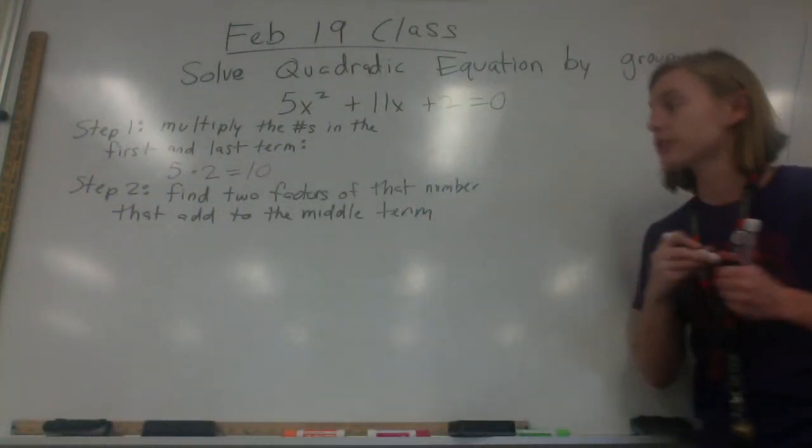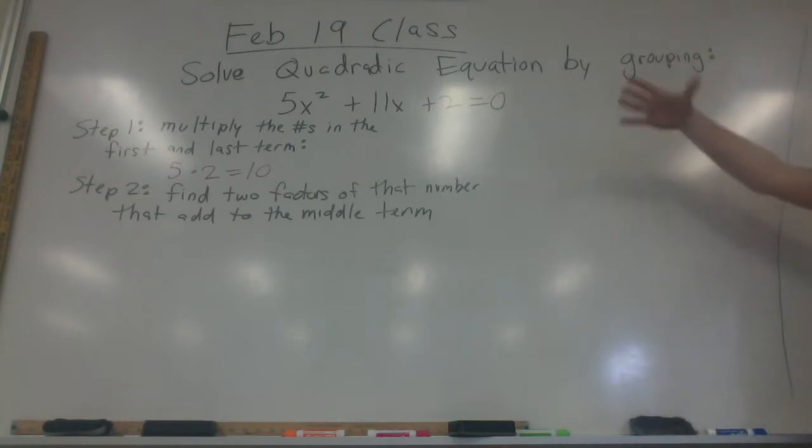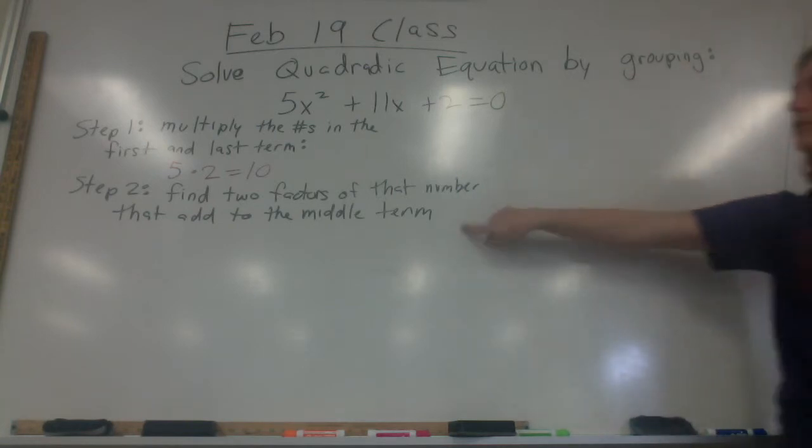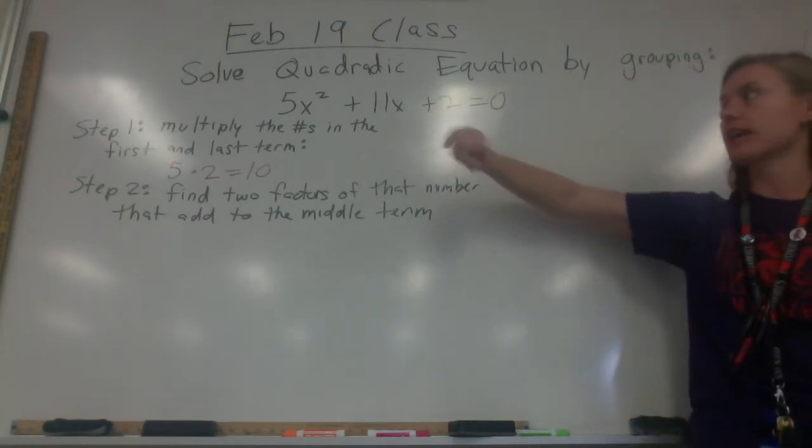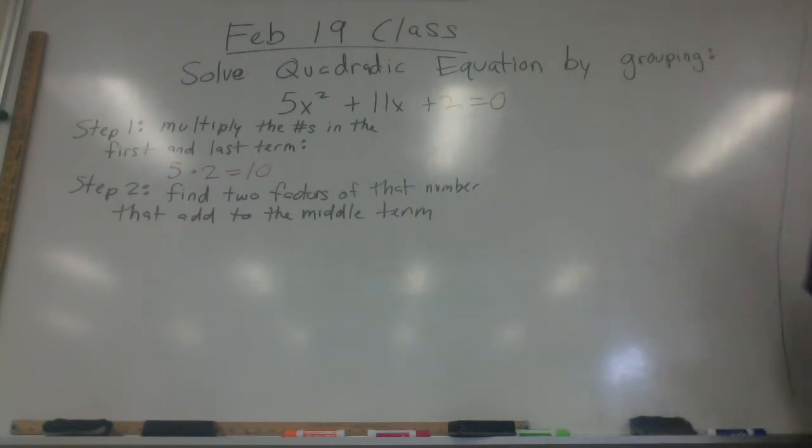The next thing is you're going to find the factors of that number you just found, so in our case 10, that are going to add to our middle term. So we need to find the factors of 10 that add to 11. 10 and 1. 10 and 1.